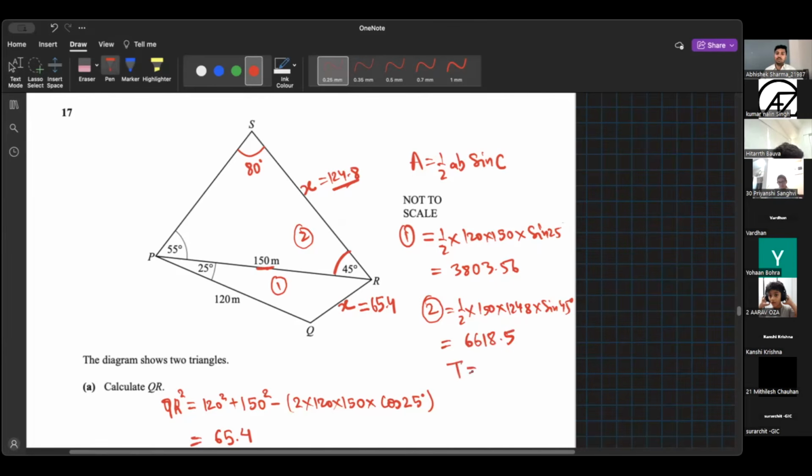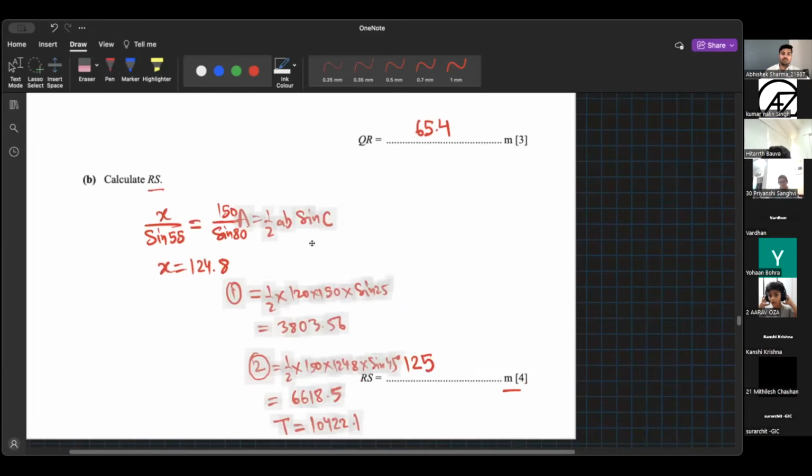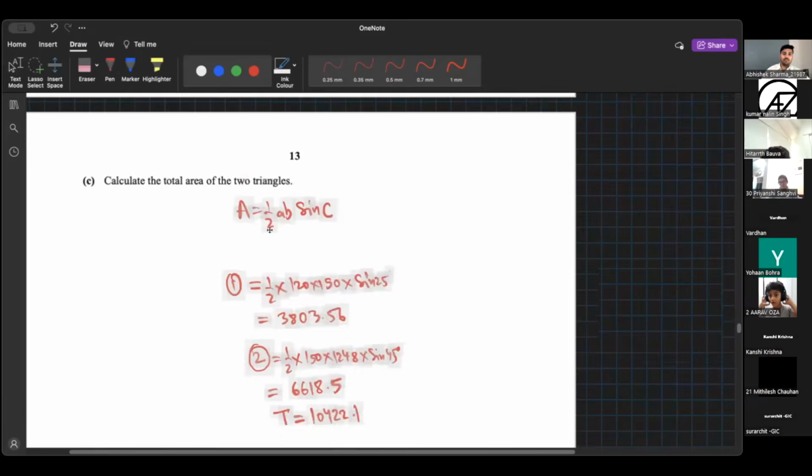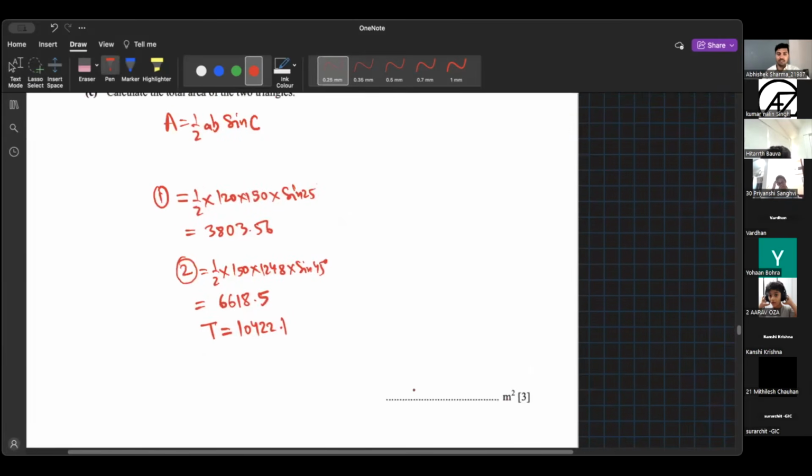Total area will be 6618.5 plus 3803.56, and that is 10422.1. So this is the calculation for the third part C, where we had to find the total area. Again, we'll write the final answer correct up to 3 significant figures. So that is going to be 10400 meter square.